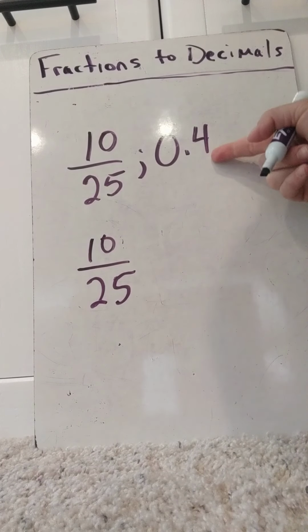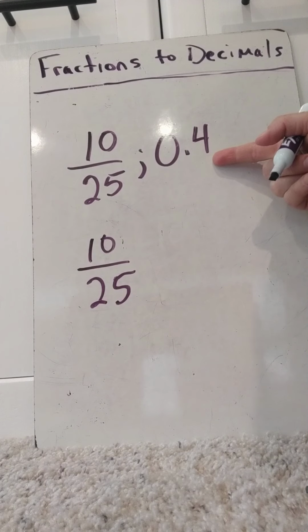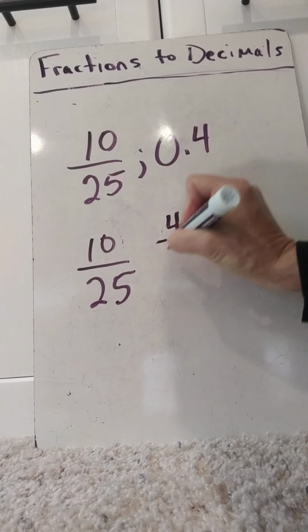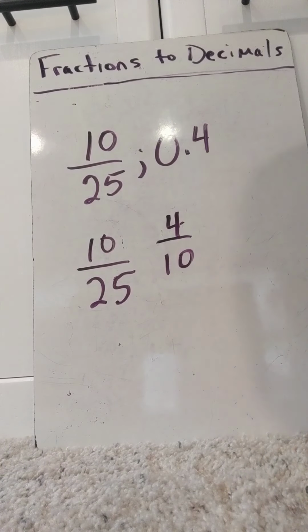And 4, now listen to me as I say this, 4 tenths. So you write a 10. That's how you would write this as a fraction. You write it just how you say it, 4 tenths.